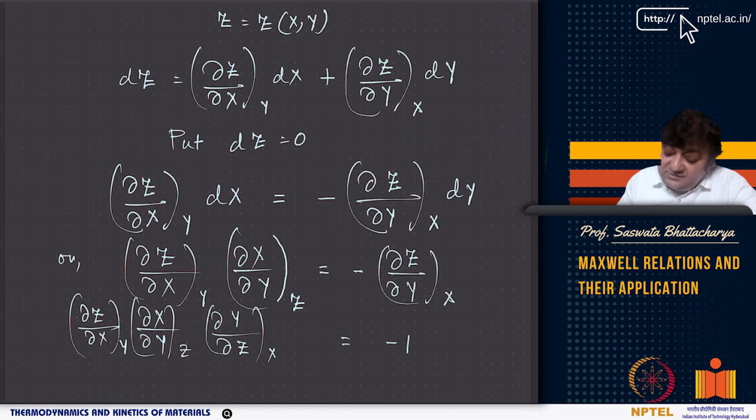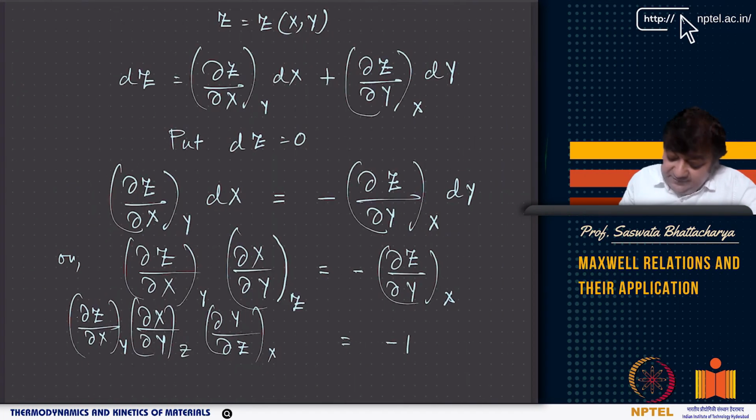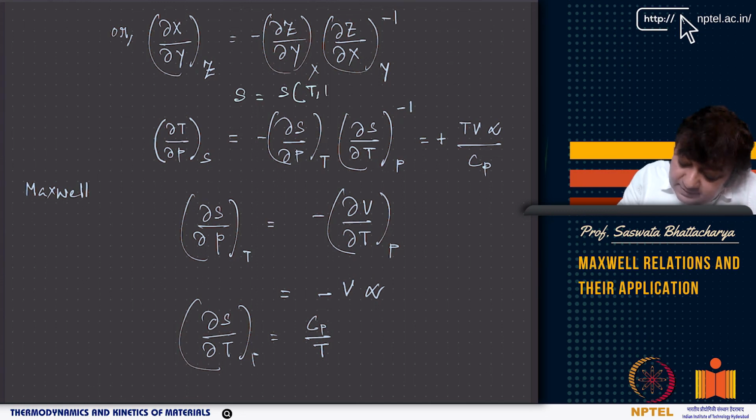So if I use these relations now, you see, again, following this relation that we have, del z del x del y del z equal to minus 1, we can write del x del y at fixed z is minus del z del y at fixed x times del z del x inverse at fixed y. So basically what we are now trying to replace is t. So basically my x is t, so z is basically s. So s is a function of t comma p is what we are considering.